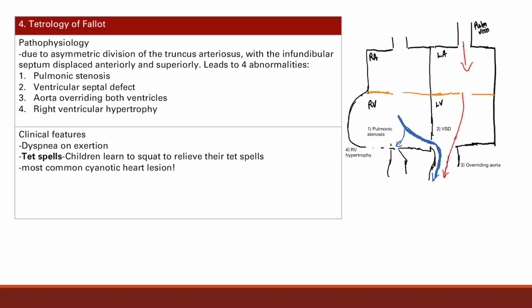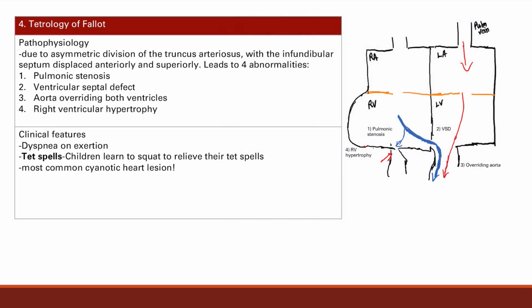Next is the tetralogy of Fallot. As I said, there are 4 different problems in the tetralogy of Fallot. These 4 problems arise due to asymmetric division of the truncus arteriosus. The septum dividing the pulmonary trunk and the aorta is displaced anteriorly and superiorly. That leads to, first, pulmonic stenosis. As you can see here, this is stenosed. Actually, I need to close that up. Pulmonic stenosis is number 1.